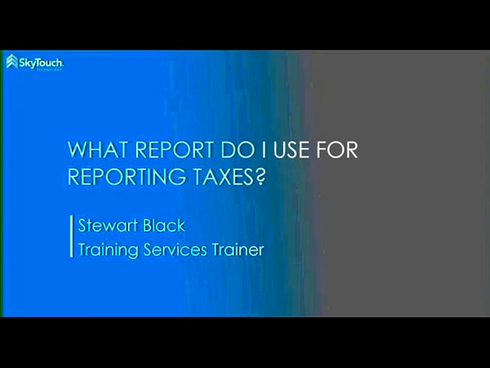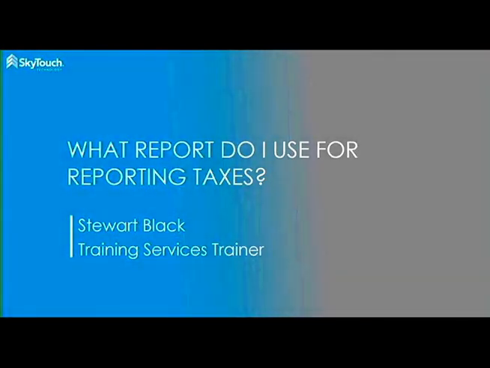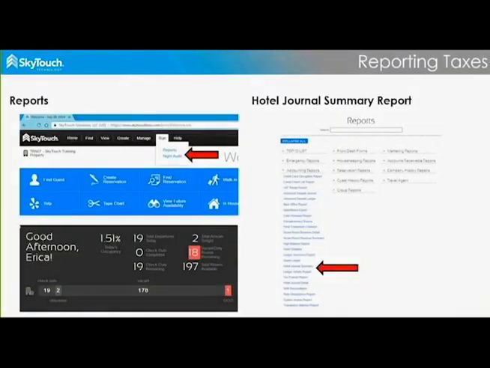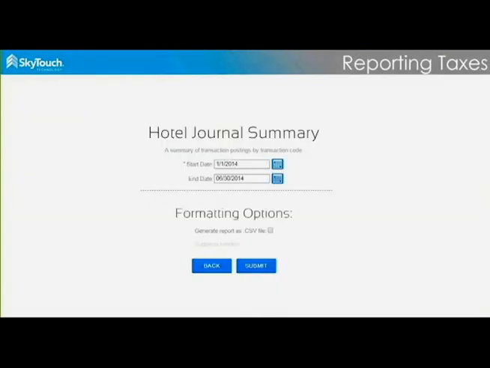One of the questions we get is, how do I get a report that's going to show my tax liability that I have to pay either every quarter or on a 6-month basis? So here in the SkyTouch Hotel OS, we're going to access this report by going to the Run Reports menu. And from here, we're going to select the Hotel Journal Summary Report. There's lots of reports that you could use, but this is the one we're going to recommend.